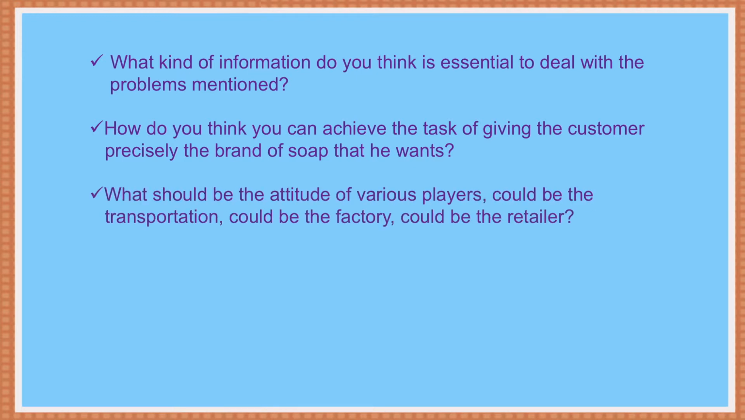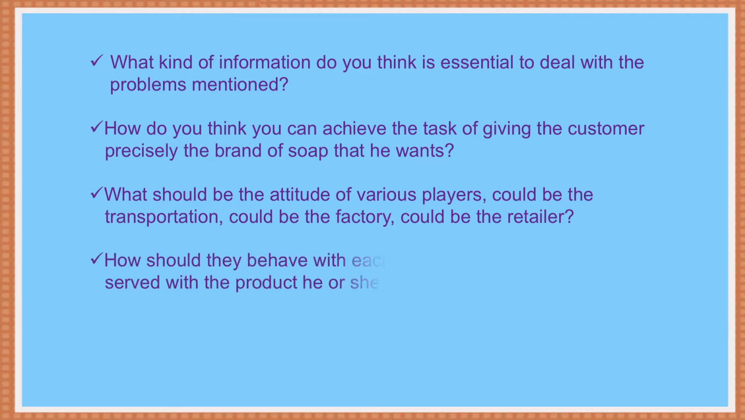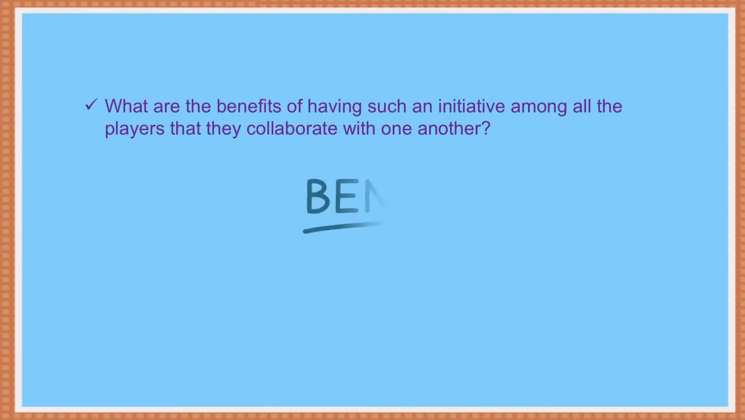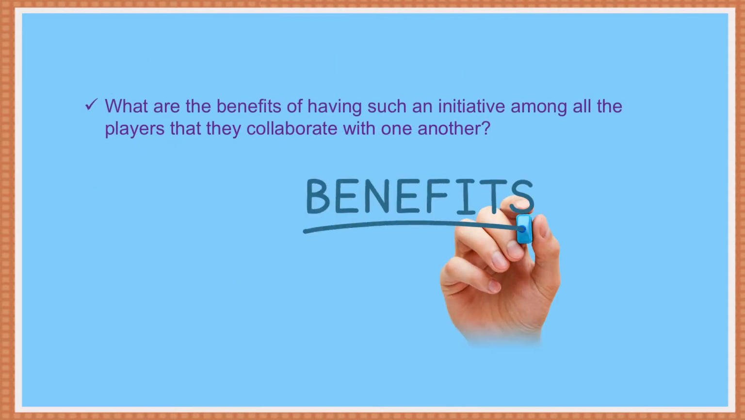How do you think you can achieve the task of giving the customer precisely the brand of soap that he wants? What should be the attitude of various players? Could be the transportation, could be the factory, could be the retailer. How should they behave with each other so that the final customer is served with the product he or she wants? Do you think it's possible for the players to collaborate at all? What are the benefits of having such an initiative among all the players that they collaborate with one another?